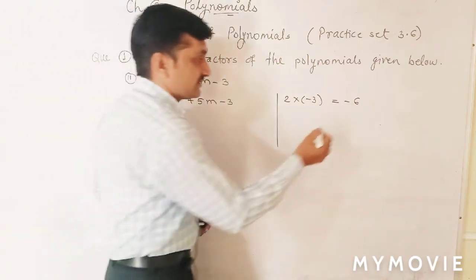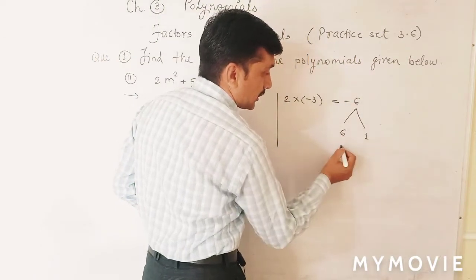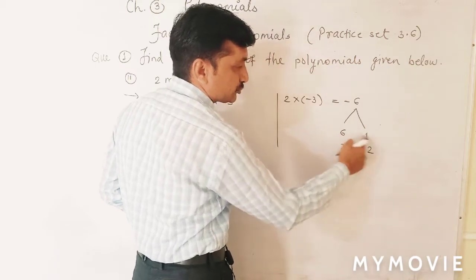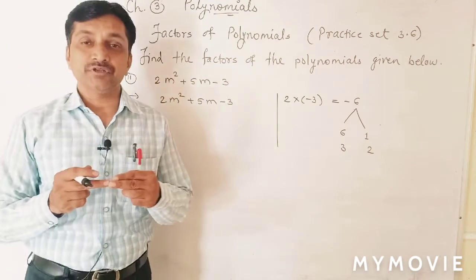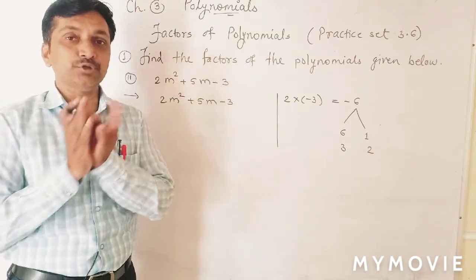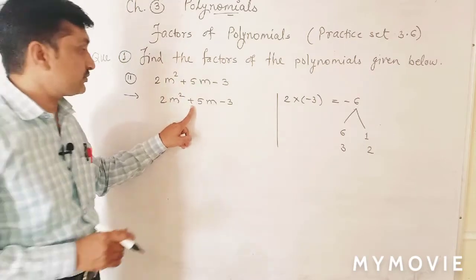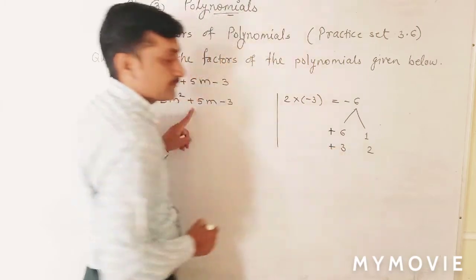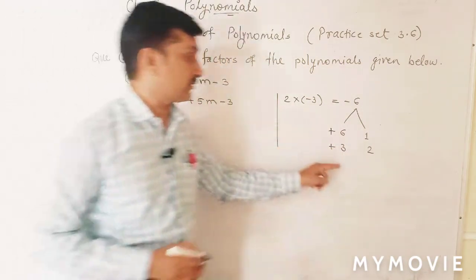Now factors of minus 6. Factors of 6: 6 and 1, and 3 and 2. Bigger here, smaller here. 6 ones are, 3 twos are. These are factors. Now the next step is to give the middle term sign to the bigger factor. Middle term is the second term. Middle term sign is plus, give to the bigger. Here and here also, both are bigger. Plus sign, the middle term sign, give to the bigger factor.